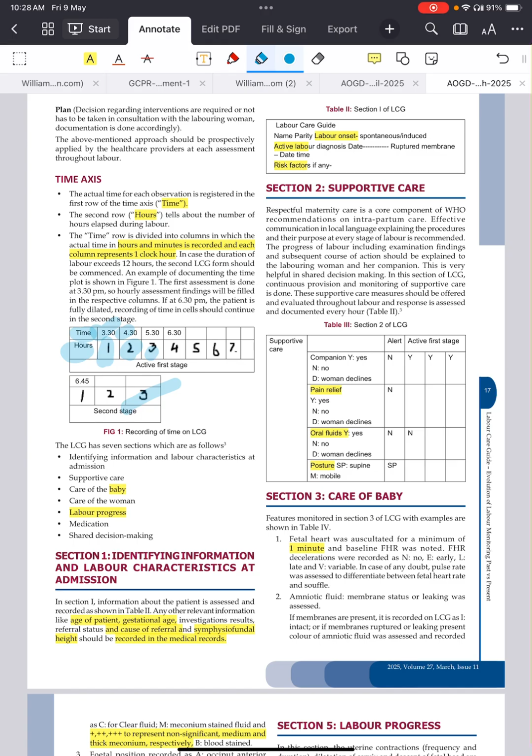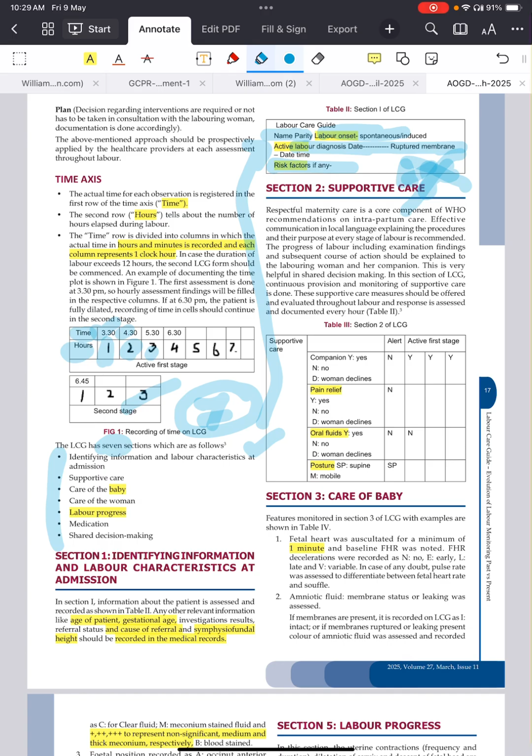These are the 7 sections of the labor care guidelines. One is to identify the woman, for example, the name of the woman, like Mary. You identify the woman and labor characteristics: parity, whether it is a first pregnancy or not, labor onset, active labor diagnosis, rupture of membrane, and risk factors. One important point is there is no age in this section. In the identifying information, you have only name and parity. Then you have labor onset, active labor, rupture of membrane, risk factors and so on. There is no age.